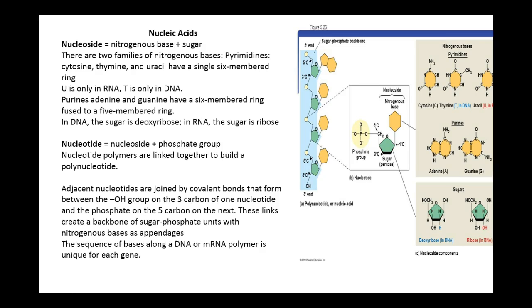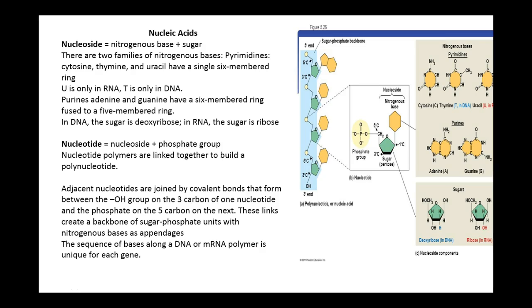Remember, it's deoxyribose in DNA and ribose in RNA, but the nitrogen base changes. The nitrogen base is different. So the backbone is the same, and that's the sugar; the nitrogen base changes based on whether it's DNA or RNA. And there are two families of nitrogen bases.